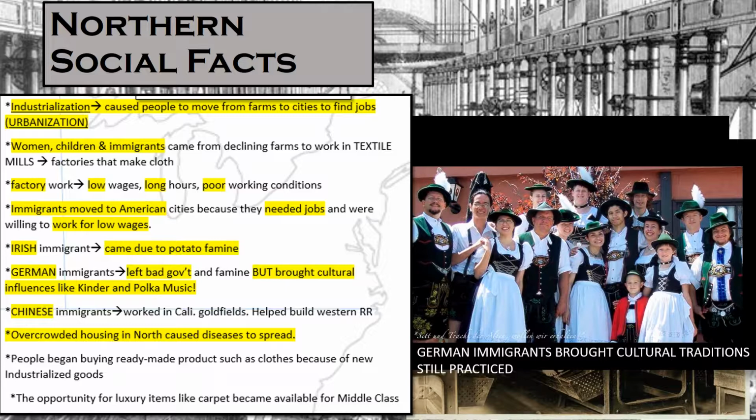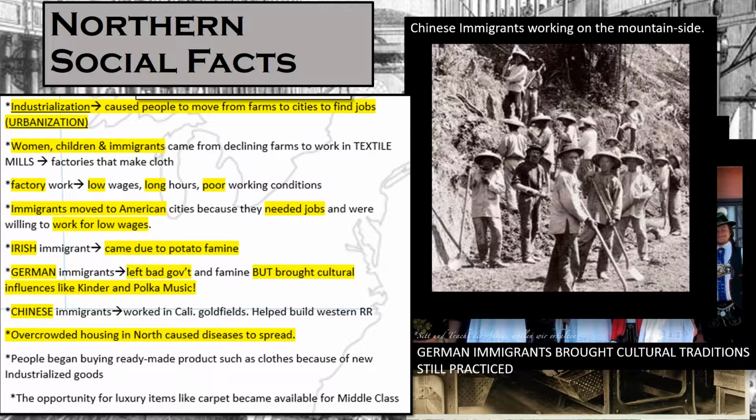The Chinese immigrants came here. They worked in California, in the gold fields, gold mines, and they also helped build the Western Railroad. They would dig into the sides of mountains trying to build the tunnels so that the railroad could go through a mountain instead of around it.